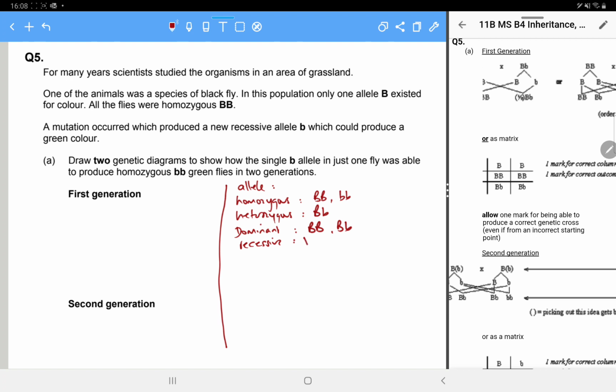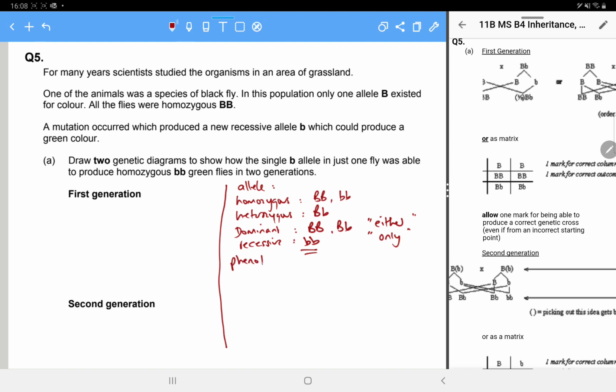And recessive is an allele which is only expressed in the double recessive condition. So the word here for dominant is either, and the word for recessive is only. It's only expressed if you've got double recessive. As soon as you've got a big B in there, it is not expressed.